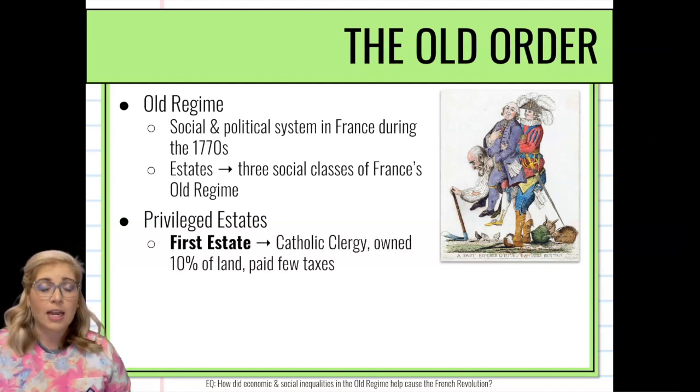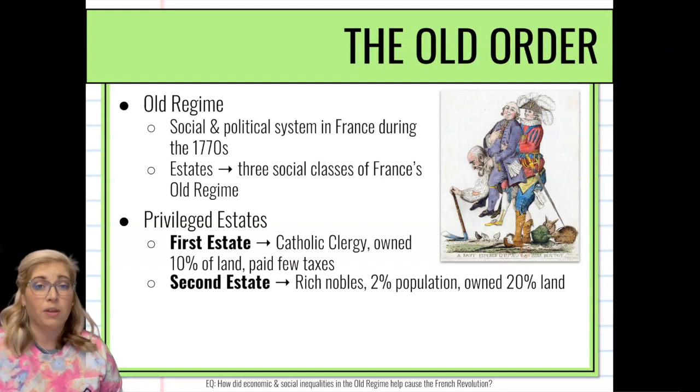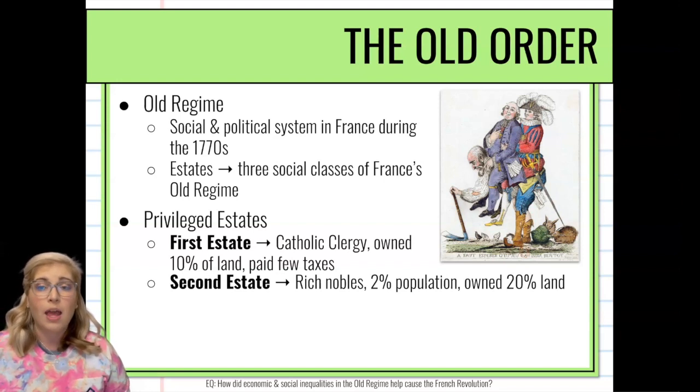The first estate was made up primarily of the Catholic clergy, and they owned 10% of the land of France, and they paid little to no taxes. The second estate is going to be made up of rich nobles, and they're about 2% of the population, so a very small amount, and they own about 20% of the land, so they're very, very wealthy.